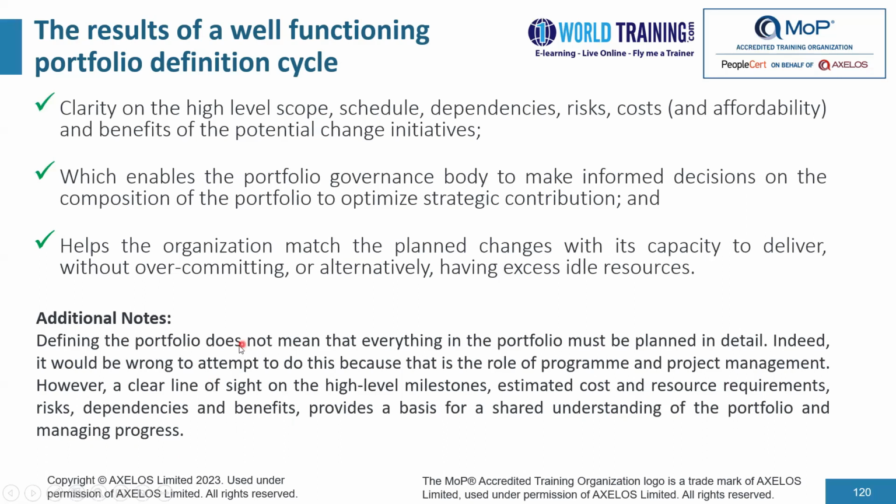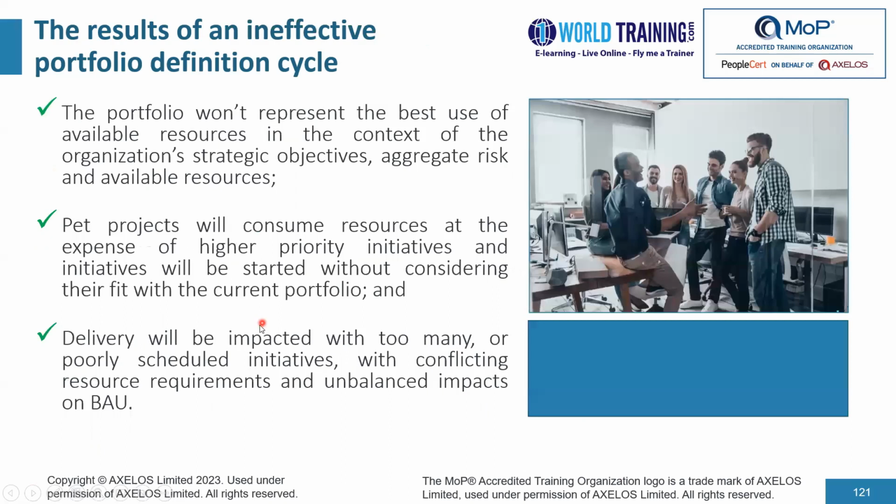So while this particular slide talks about the results of a well-functioning portfolio definition cycle, the next slide talks about the results of an ineffective portfolio definition cycle. In other words, what would be the result if we do not have a good set of practices on the portfolio definition side? So a reflection of the ineffective portfolio definition cycle would result in the portfolio not representing the best use of available resources in the context of the organization's strategic objectives, aggregate risks, and available resources.